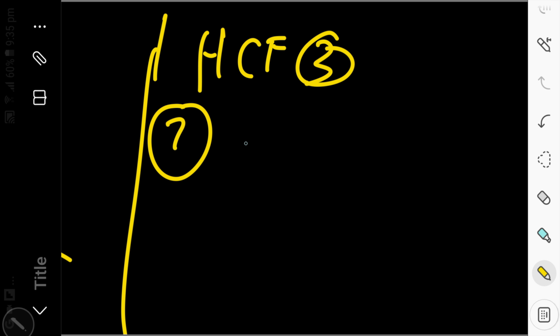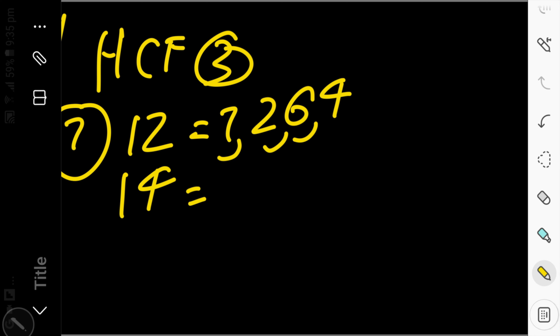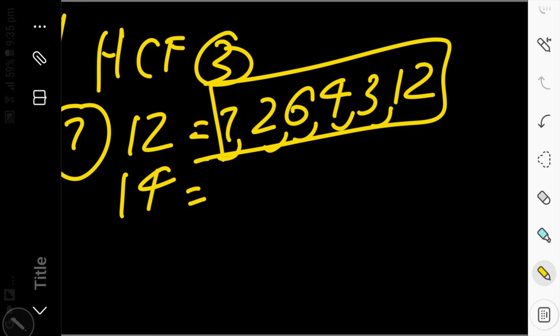First method, let's go to 12 and 14. First method being 1 into 12, 2 multiply 6 is 12, 6 multiply 2 is 12, 4 multiply 3 is 12. Is there any other method? No. 12 multiply 1 is 12. So yeah, these are the factors of 12.